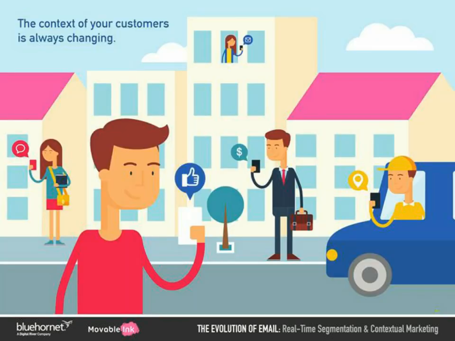Our customers are always on the go, and their context is constantly changing. You can never assume that your customers are at their computers when they're interacting with your brand, getting your emails, looking for stores, or ultimately making a purchase. That's why real-time segmentation and contextual marketing is so important today. If it's snowing outside, you don't want to send an email to customers in the affected area with an offer for t-shirts.